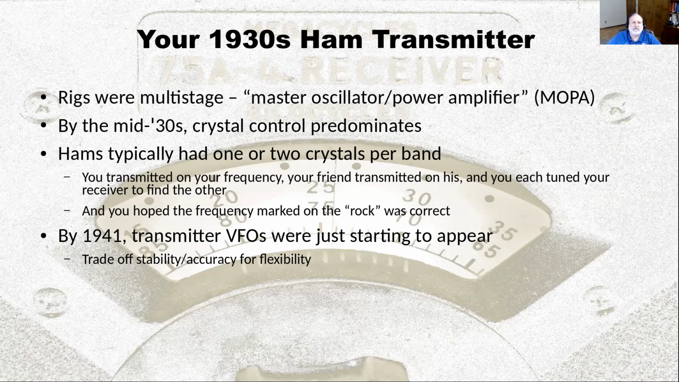By 1941, when World War II shut things down, transmitter VFOs were just starting to appear in very expensive rigs. These were still not nearly as stable as a crystal, but sometimes that trade-off of stability and readout accuracy was worth it in order to get the flexibility. But World War II stopped further ham improvements in that for quite a while.